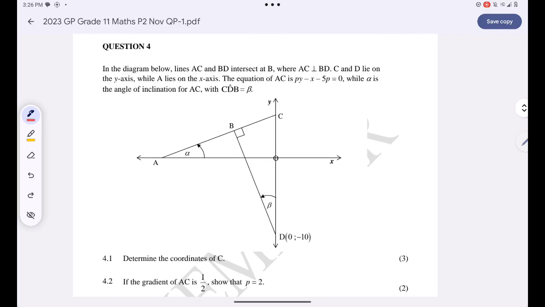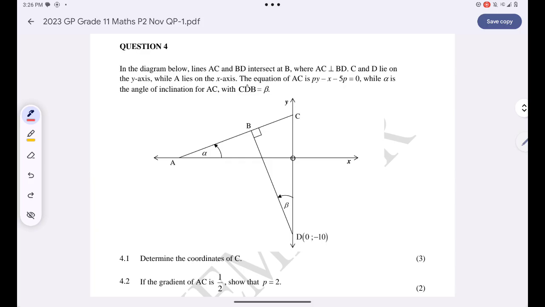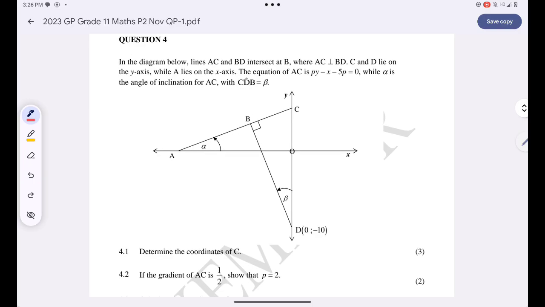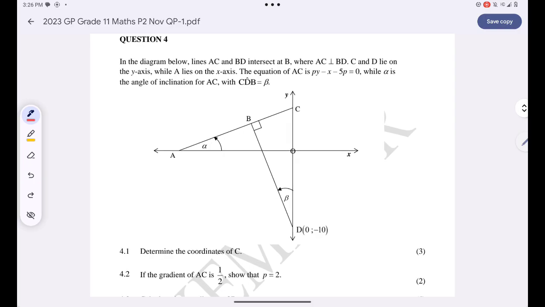Okay, question 4. We are told that in the diagram below, lines AC and BD intersect at B, where AC and BD are perpendicular. C and D lie on the y-axis while A lies on the x-axis. The equation of line AC is given by py minus x minus 5p is equal to 0, while angle alpha is the angle of inclination of AC, with angle CDB being equal to beta.